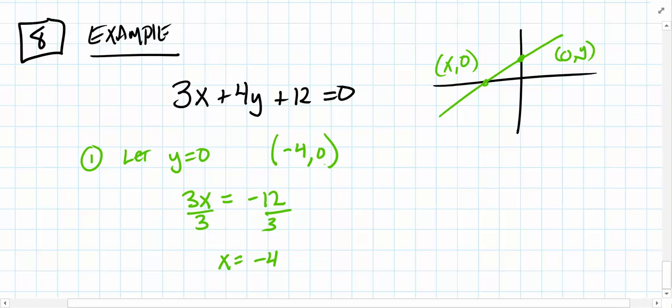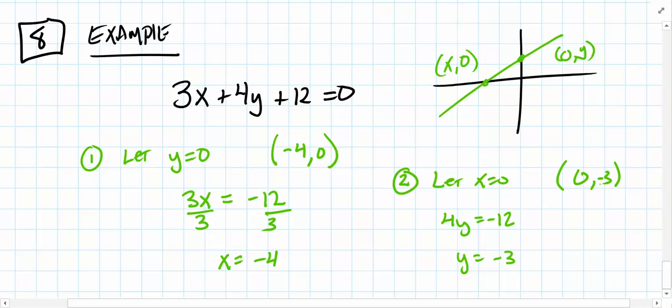What's the second thing I'm going to do? I need another point. Let x equal to 0. If x is 0, here's what I get. 4y is equal to negative 12. So therefore, y must be what? Negative 3. So what point corresponds to this now? 0, comma, negative 3. In about 4 seconds, we quickly figured out 2 points that are guaranteed to be on the graph. So once I have those 2 points, I can now make a quick sketch, can't I? So this is very useful.